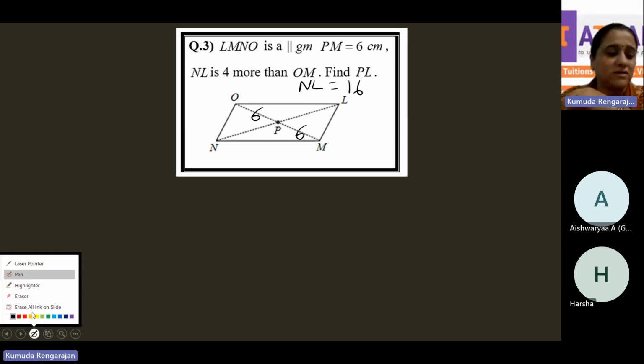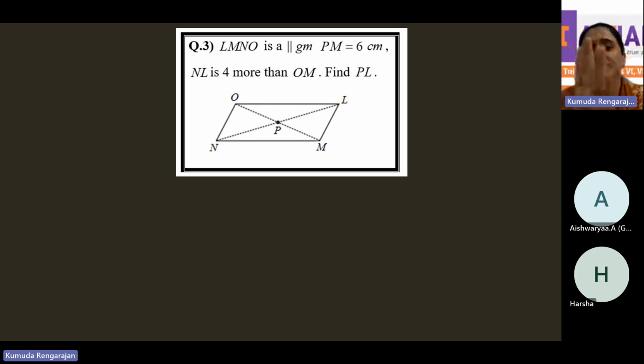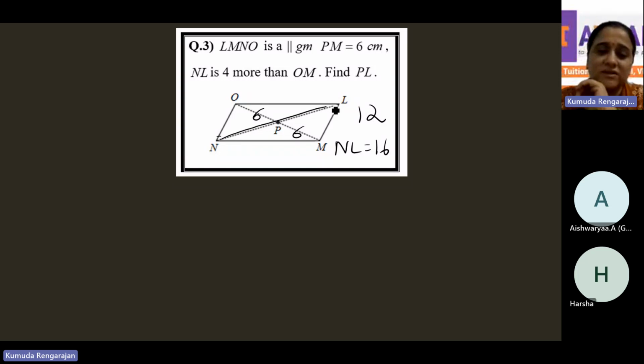We don't know anything, we only know the properties. Everything is given here. If PM is 6, this is also 6. So OM is 12. It's given that NL is 4 more than OM. OM is 12, so 12 plus 4, 16. So NL is 16. So it's going to be 8 here and 8 here. The question is find PL. PL is 8.